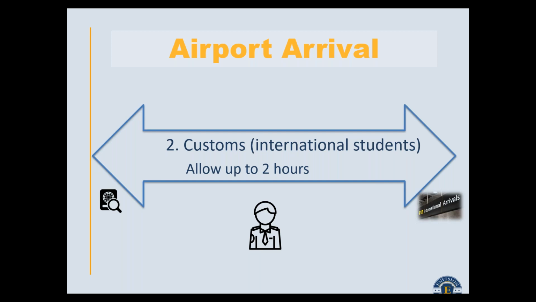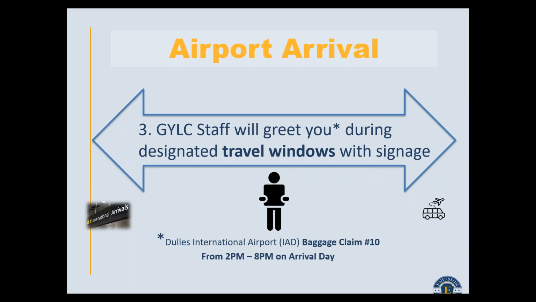So for airport arrival, allow up to 2 hours for you to go through customs, because Dulles International Airport is a big airport, and if your flight arrives at the same time as other international flights, your time to go through customs may take up to 2 hours. This time may vary depending on the traffic when you arrive. So if you are standing in a line and waiting a little bit too long, it's okay. It's just the process that you have to go through.